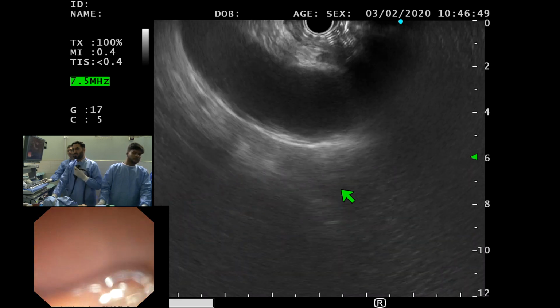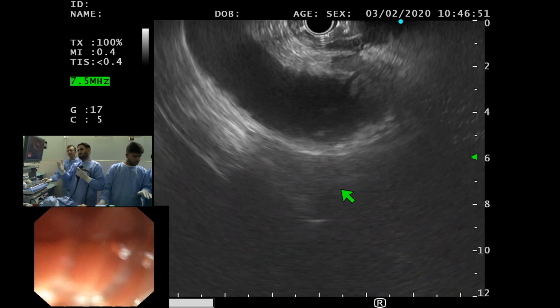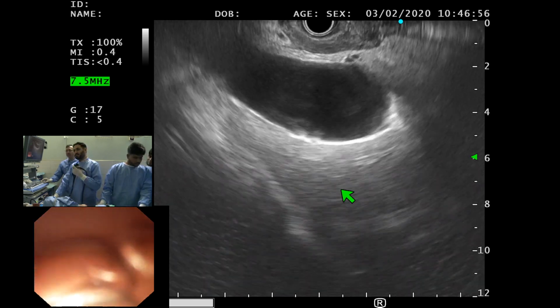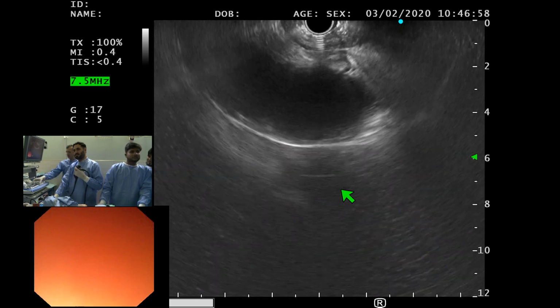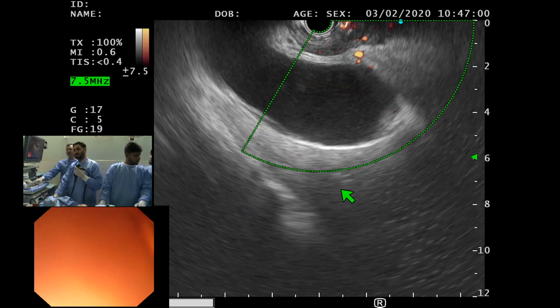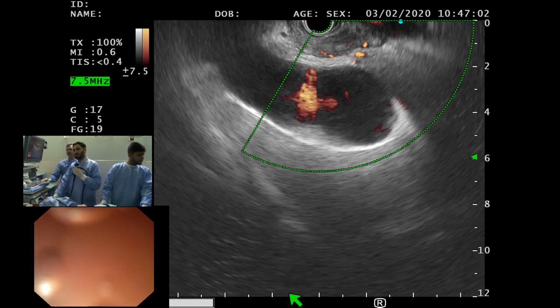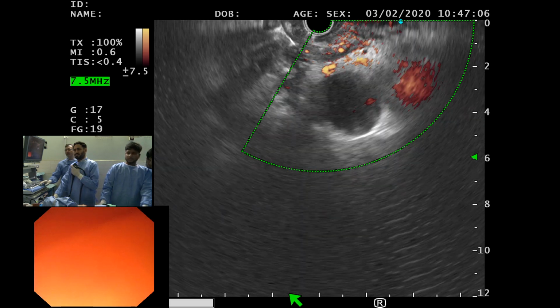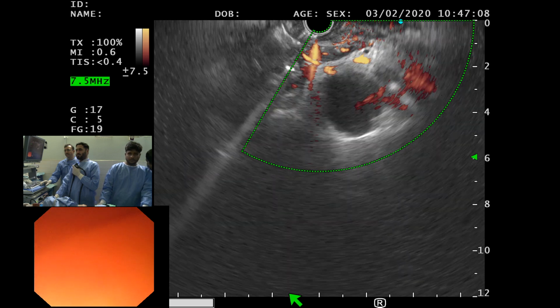Okay. Which structure is that? This is portal vein. Portal vein. Okay, fine. Maybe portal vein. Yes, this is portal vein. How about now? Is it portal vein or something else? Something else, sir. There is no flow in it.